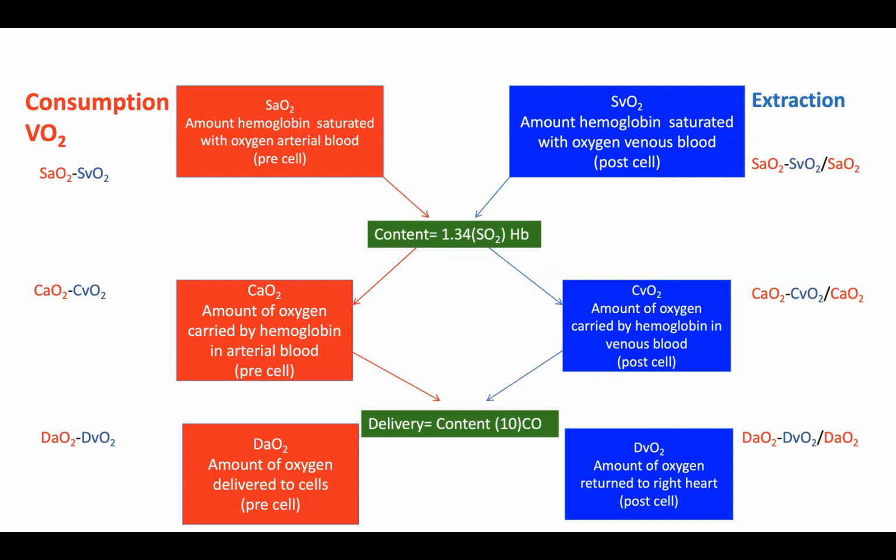I'm trying to make them as simple as possible. All you need is an arterial gas and a central venous gas. They have to be drawn at the same time. You take SaO2 minus SvO2, that's going to give you percent consumed. You take SaO2 minus SvO2 divided by SaO2, that's going to tell you about proportional extraction.